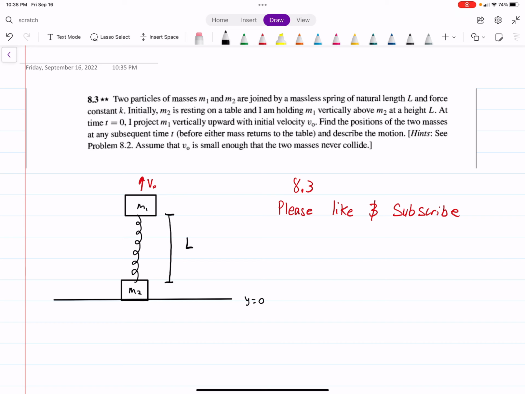Okay, so we have two particles, mass m1, m2, which I have drawn there, joined by a massless spring, which you can see, of natural length L and force constant K. Initially, m2 is at rest at the table, and I am holding m1 vertically above m2 at a height L. So hopefully that makes sense with the picture. At time t equals 0, I project m1 vertically upwards with an initial velocity v0. Find the position of the two masses at any subsequent time t and describe the motion.